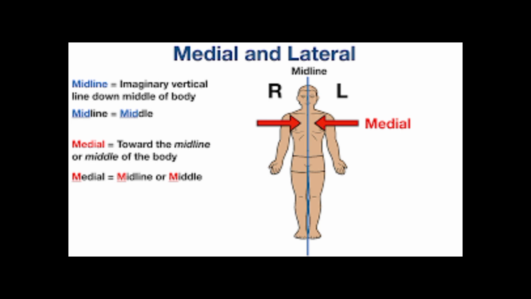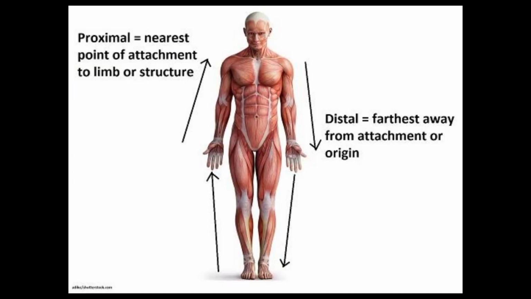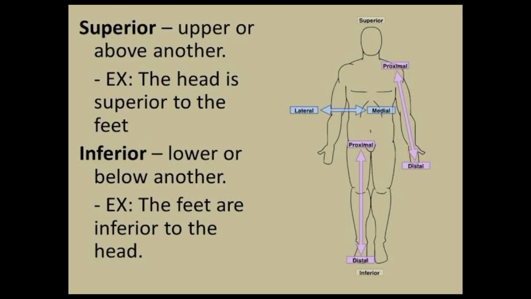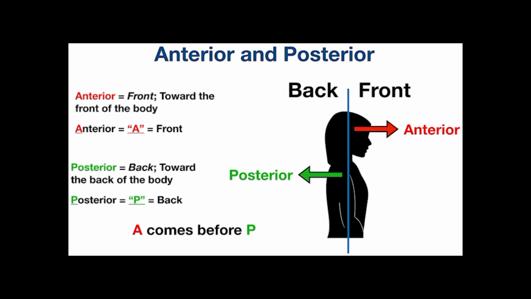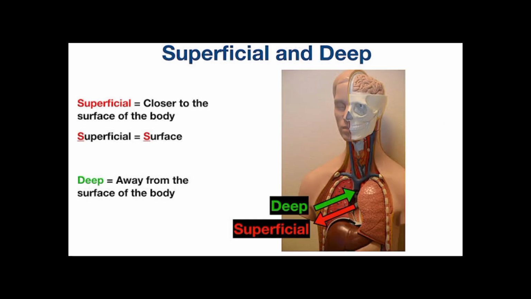Lateral, away from the body's midline. Distal, farthest from the point of origin. Proximal, closest to the point of origin. Superior, above. Inferior, below. Anterior, ventral, toward the front of the body. Posterior, dorsal, toward the back of the body. Superficial, at or near the body surface. Deep, away from the body surface.